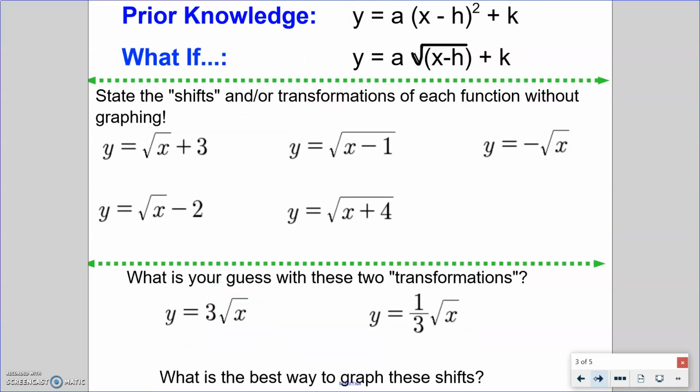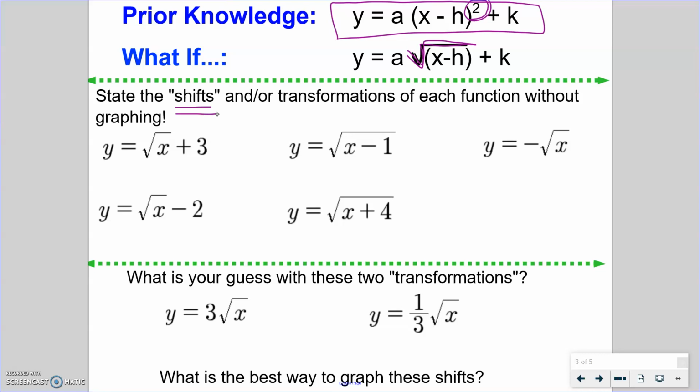Next thing we need to talk about is some prior knowledge, okay? So remember this guy from quadratics? Left and right but backwards, up and down but normal, 1, 3, 5, 7. So what if we just change the squared into a square root? Doesn't that look pretty much the same? It's still a, it's still h, it's still k. So if you had to guess, I want you to pause the video and make a guess for these 5 shifts that are shown below. Just make a guess. I think it's going to do this. I think it's going to do this. Up, down, left, right, flip, get wider, thinner, right? Whatever you want to call it, just to see. And when you're ready to see the answers, go ahead and unpause.